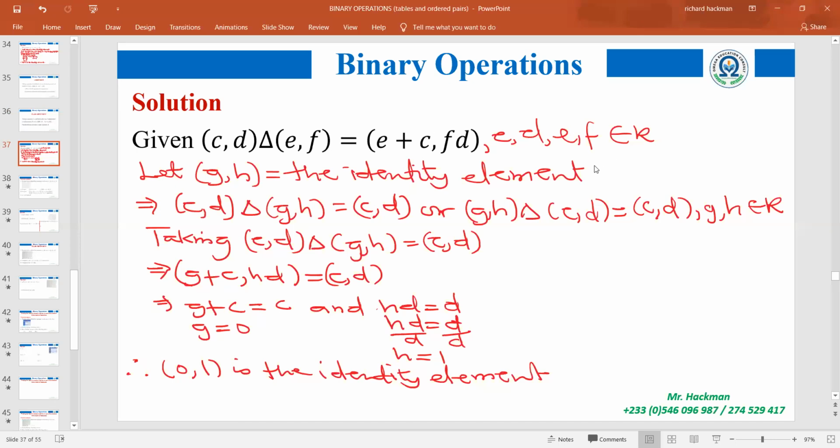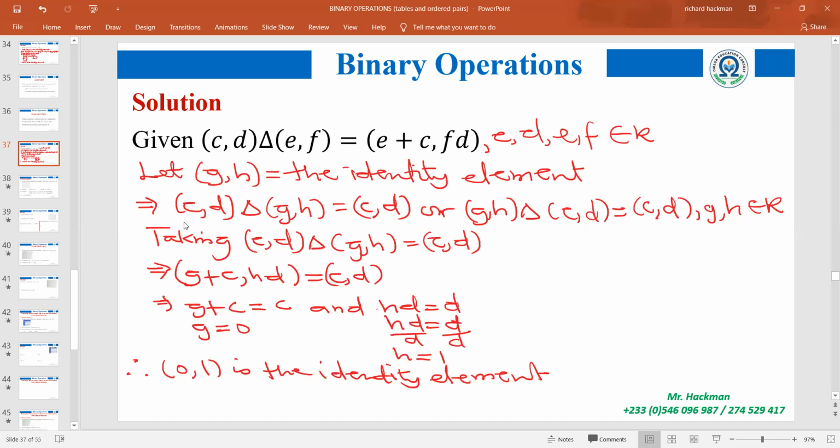You are looking for the identity element. Because you are dealing with ordered pairs, your element that you are going to introduce, which is your identity element, will also be an ordered pair. So you let GH be the identity element. And I told you, you move alphabetically. It doesn't really matter. You can use any two letters which are not already used here to represent the elements in the ordered pair for your identity element.